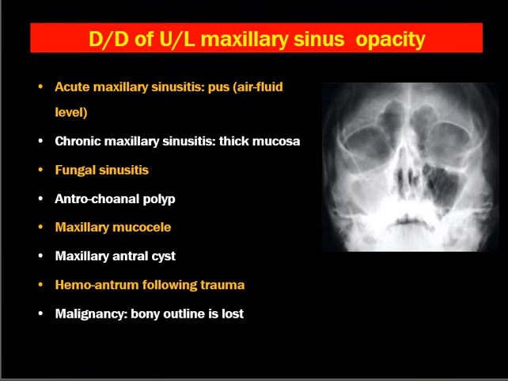In case of chronic maxillary sinusitis, there will be thick mucosa. The mucosal edema also leads to features of complete maxillary sinus opacity. Fungal sinusitis is the most common cause for unilateral complete maxillary sinus opacity. Antrochoanal polyp also simulates unilateral maxillary sinus opacity. Maxillary mucocele, maxillary antral cyst, big cyst, hemoantrum following trauma, and malignancy also can lead to unilateral maxillary sinus opacity.